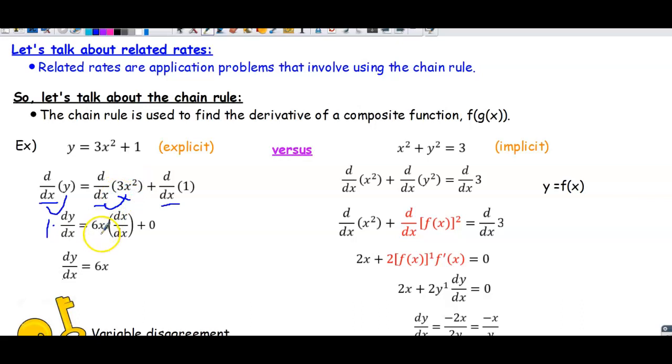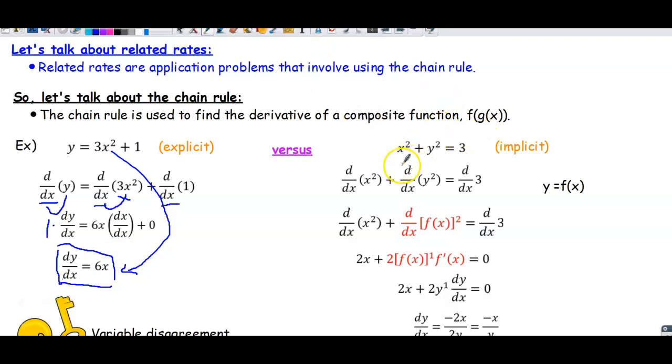When you take the derivative of 3x squared with respect to x, you get 6x by the power rule. Then by the chain rule, you get dx/dx, which is really just 1, and the derivative of that constant is 0. So the derivative of 3x squared plus 1 is 6x. We really didn't need to do all that implicit and chain rule work. We could have gone directly from here to here. But I wanted you to see that the chain rule was being applied, even though it was not quite as apparent.